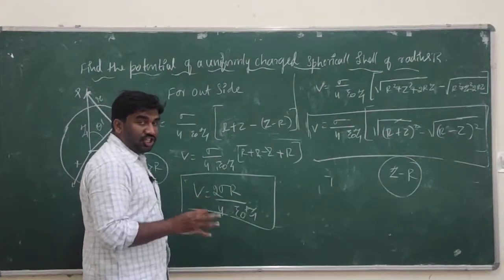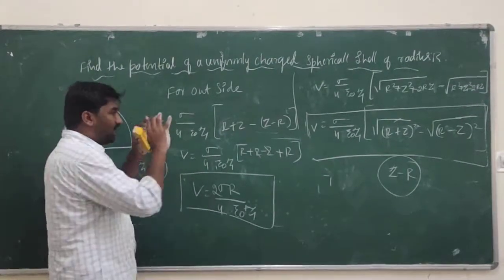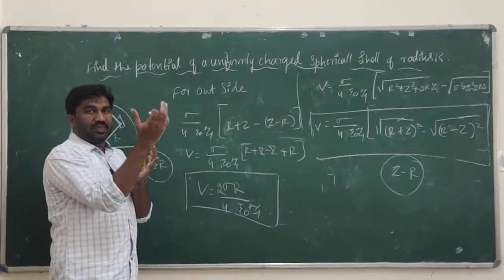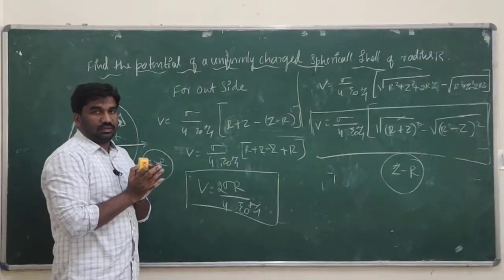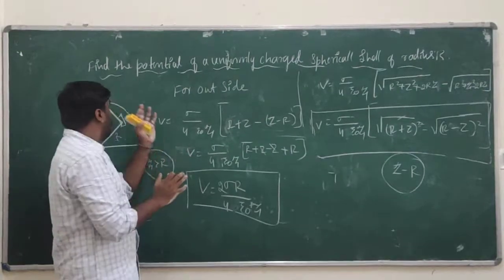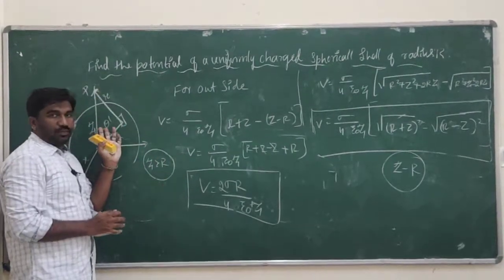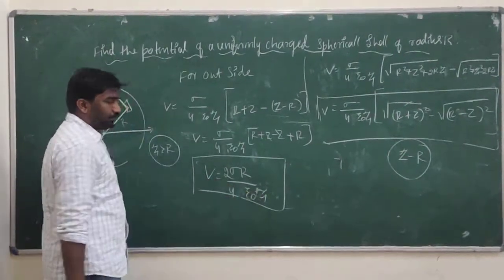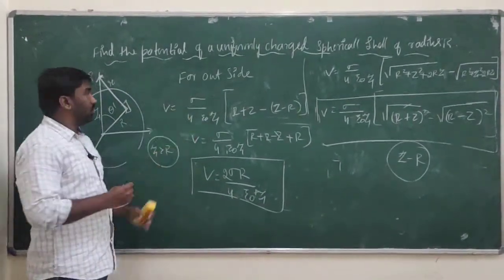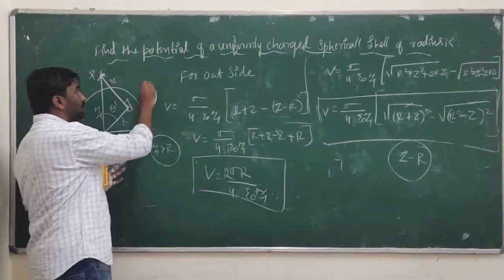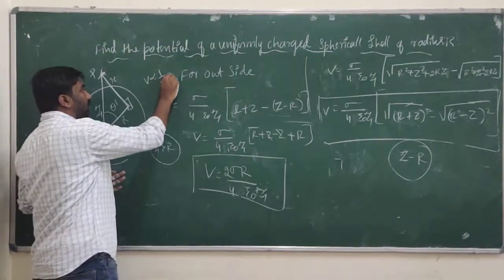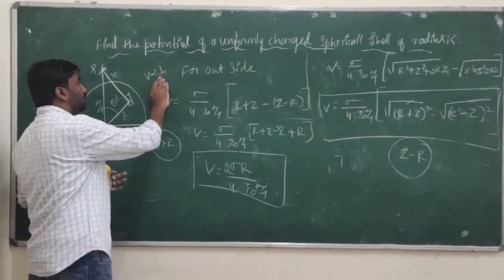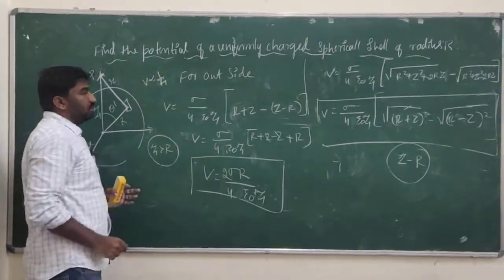So this is the potential of a uniformly charge distributed spherical shell, outside the spherical shell. The potential varies inversely: if the distance moves further from the spherical shell, it will decrease as 1 by r. R means distance, or you can take that as 1 by z.